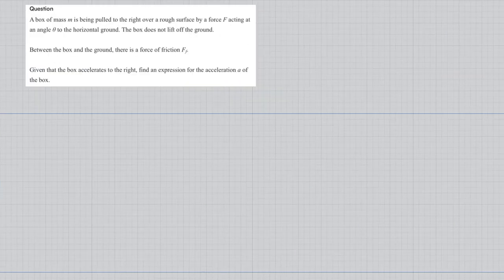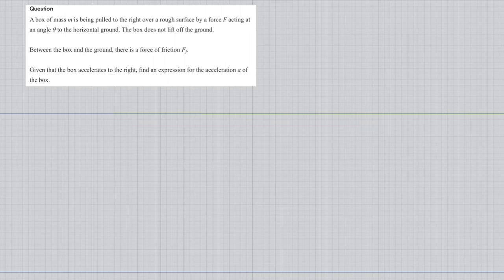A box of mass M is being pulled to the right on a rough surface by a force of F, acting at an angle to the horizontal. The box does not lift off the ground. Between the box and the ground, there's a frictional force. Given the box accelerates to the right, find an expression for the acceleration of the box.